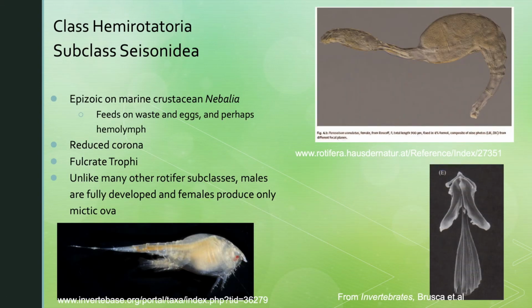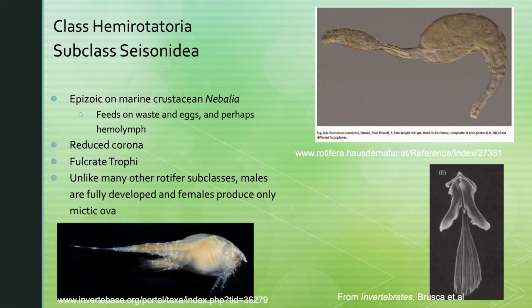The next class is Hemirotatoria, and the first subclass is Seisonidea. Seisonidea are epizoic on the marine crustacean Nebalia, so they live on its external surface and feed on its waste and eggs. Researchers also think that it can feed on the organism's hemolymph by piercing using its fulcrate trophi. So that's this picture down here. It'll pierce through its gills.